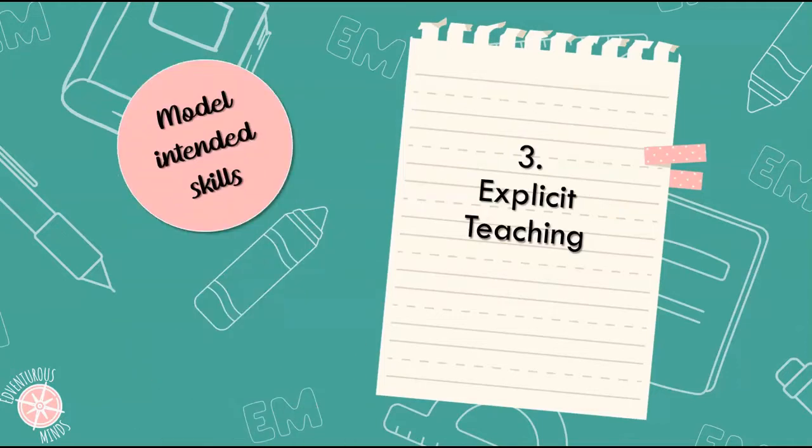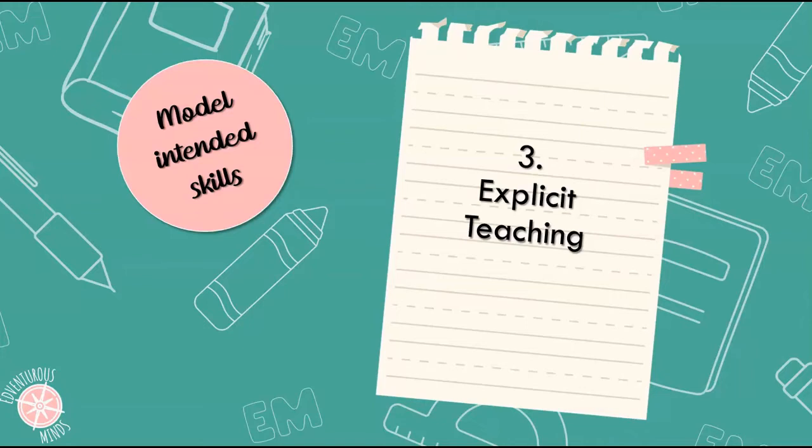All right, number 3 is explicit teaching. And this is where you model intended skills. So you actually show them what it is that they're going to need to do. Now, sometimes this can seem super simple. So if you've got a maths problem and you need them to actually do that addition, it's really easy to model how that works. You can do that with counters or with dashes or with a whole range of different things. It can be a little bit trickier when it comes to secondary school literacy and writing and things like that.